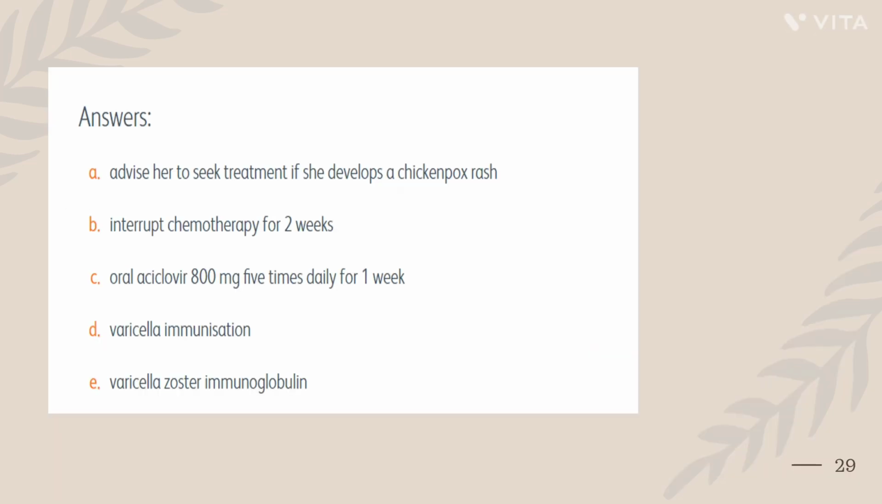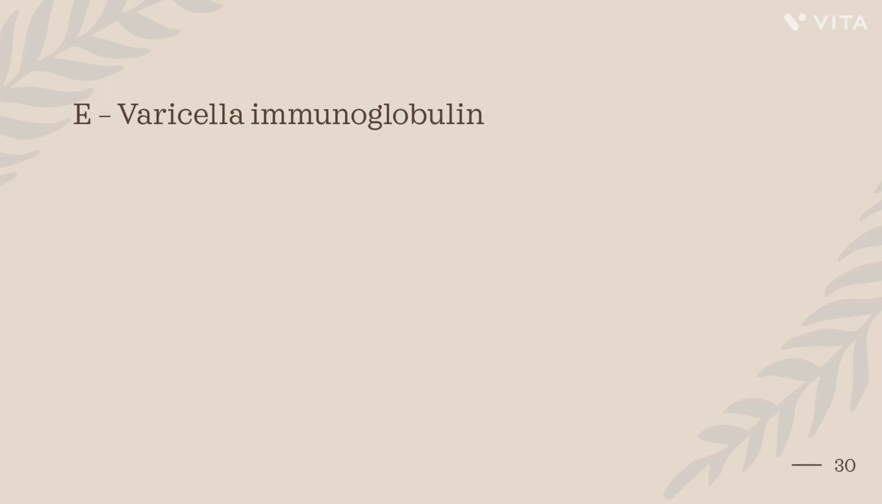Look at the options. Advise her to seek treatment if she develops a chickenpox rash. Interrupt chemotherapy for 2 weeks. Oral acyclovir 800 mg 5 times daily for 1 week. Varicella immunization. Varicella zoster immunoglobulin. So in this case, the patient is severely immunocompromised. You have to give varicella immunoglobulin, okay, because she was not protected against varicella and she is in high contact with a person having varicella.